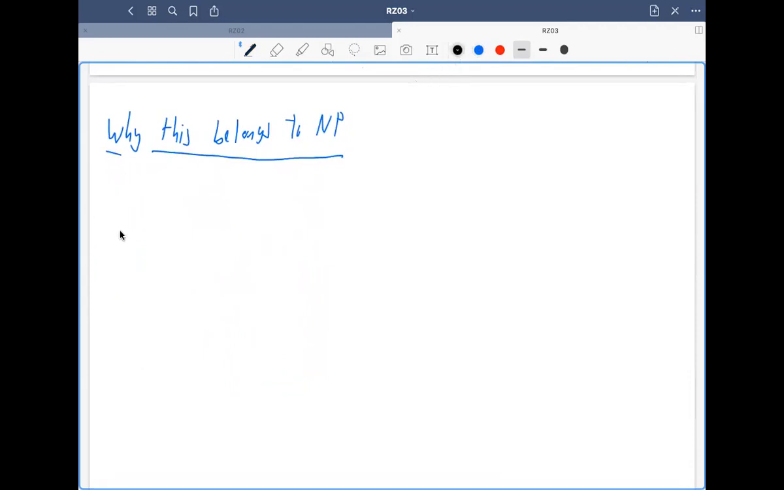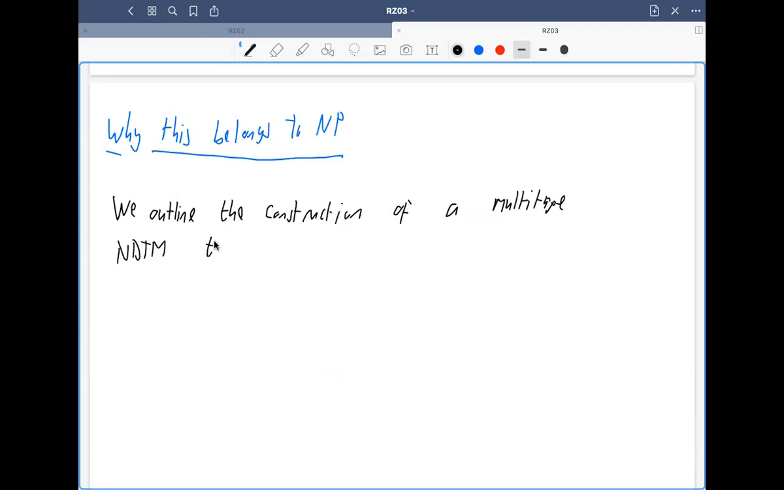So I'm going to just outline the construction of a non-deterministic Turing machine. Outline of a multi-tape, I mean, it can probably be two-tape, but you might use some other tapes if you want to as well. A multi-tape NDTM that decides L.